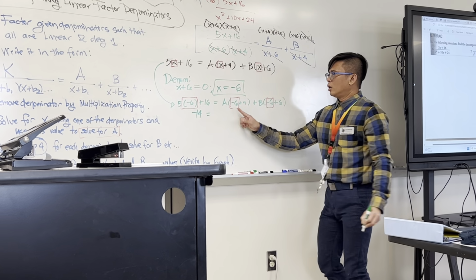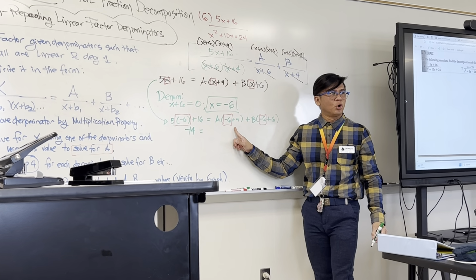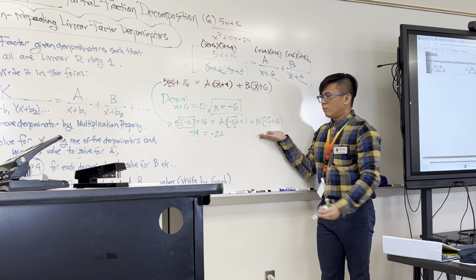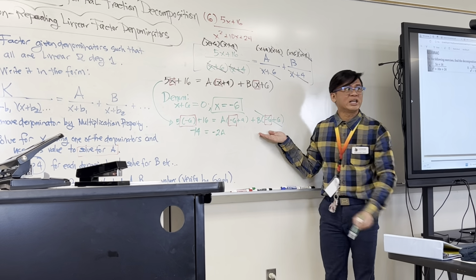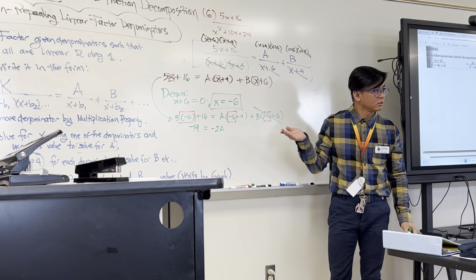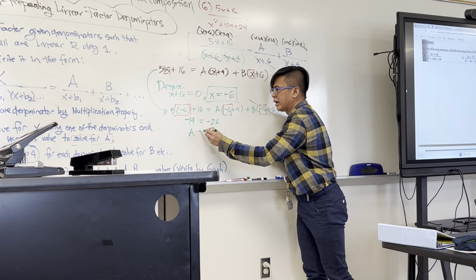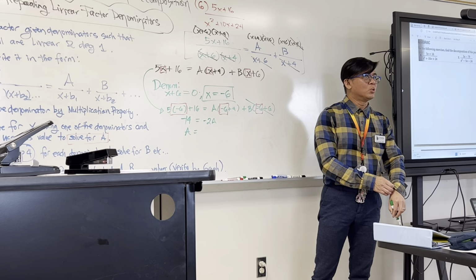What's this going to be? Negative 6 plus 4 is negative 2 times a. Basically just negative 2a. What's going to happen here? It's gone, right? Well, you can solve for a, dividing negative 2 on both sides. What a value will you get?